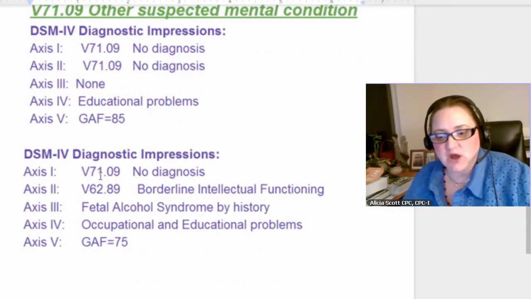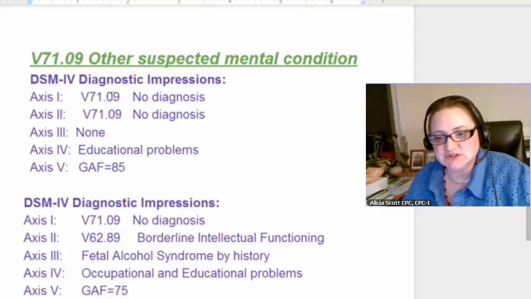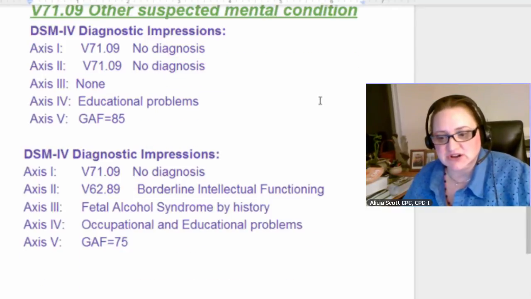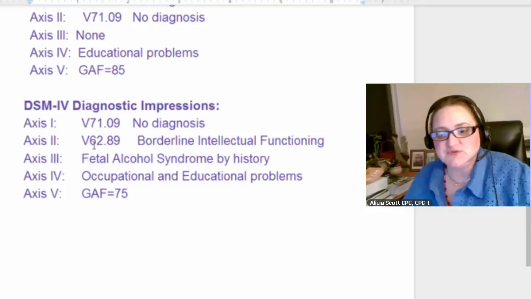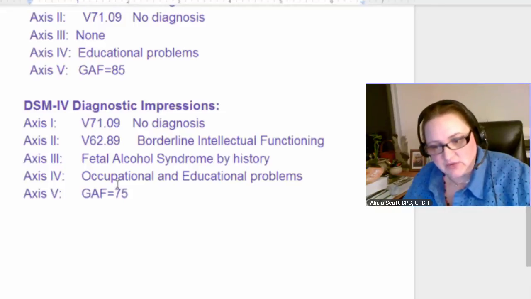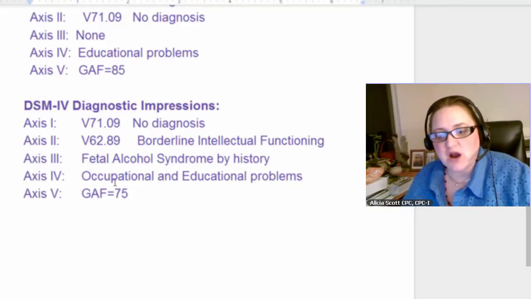We have axis 1, no diagnosis. Now, it's not saying that they don't have a diagnosis per se. It's other suspected mental condition with no diagnosis is what they're saying. So axis 2, V62.89, borderline intellectual functioning, okay? So then they get into axis 3, fetal alcohol syndrome by history, so they know that. And then axis 4, occupational and educational problems. All right, so axis 5 gives them a GAF of 75.